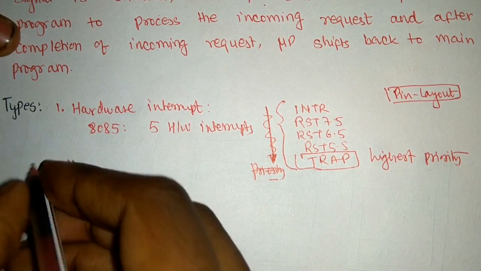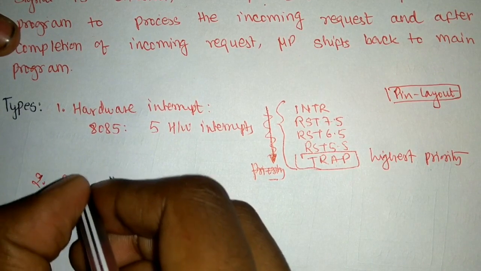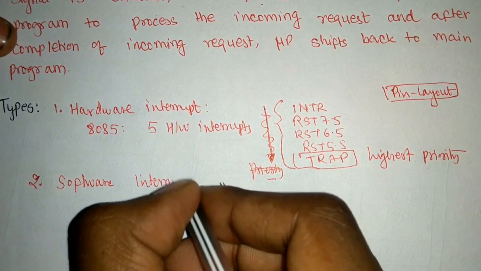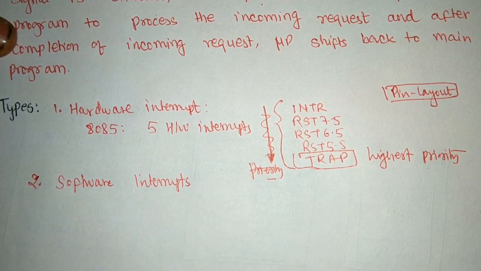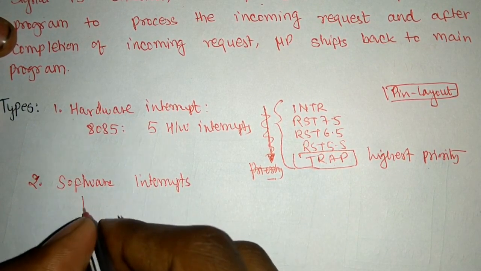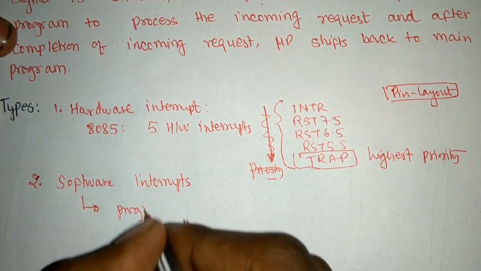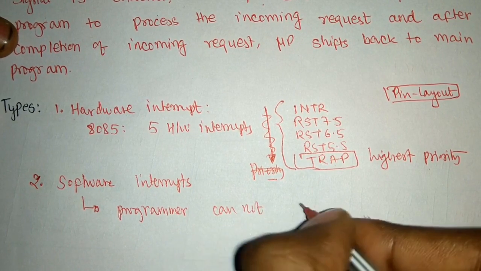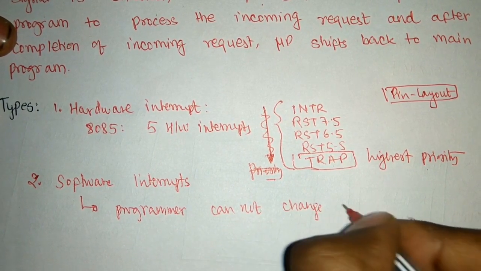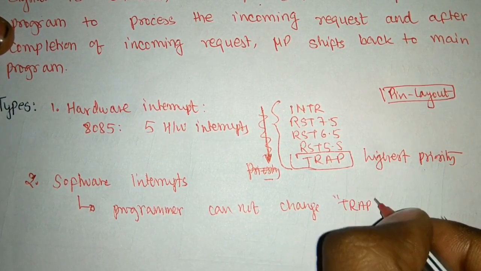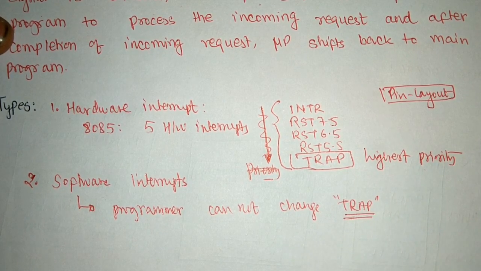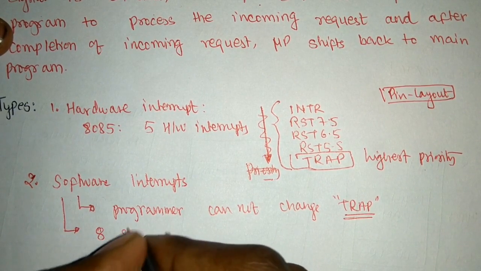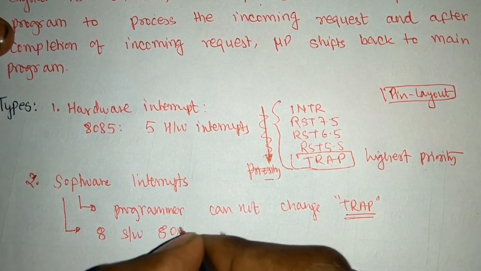The second category is the software interrupt, which means we give the interrupts with the help of our program. But a software interrupt or a programmer cannot alter or stop the TRAP interrupt. Otherwise, there are a total of 8 software interrupts in the 8085 microprocessor.